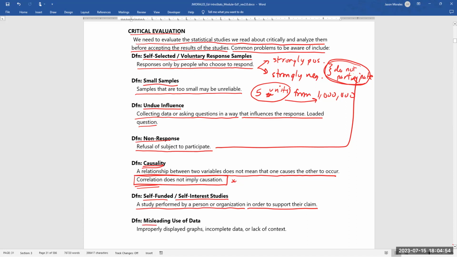And then finally, misleading use of data. So improperly displayed graphs, incomplete data, or a lack of context. And I would say it's not only incomplete data, then also fabricated data. So adding data values that are not true, were not observed, but are put in there to make someone's case stronger.